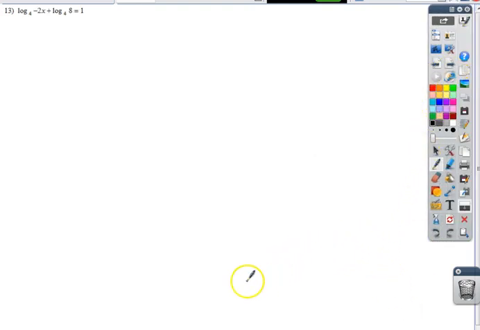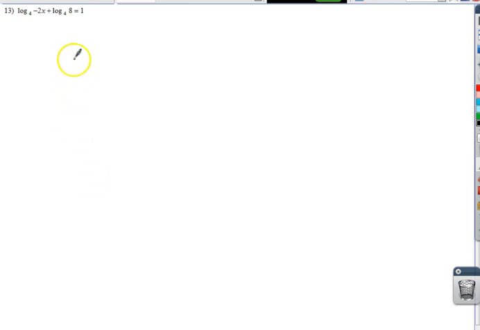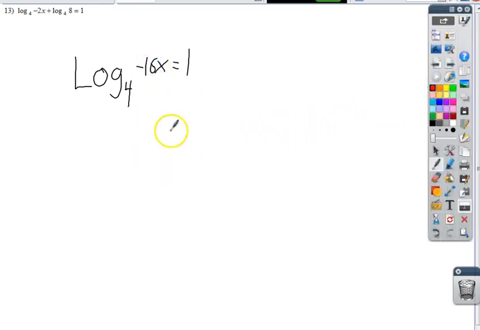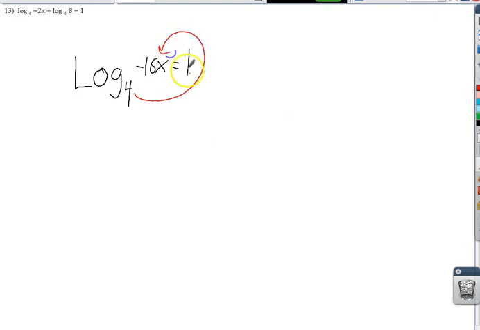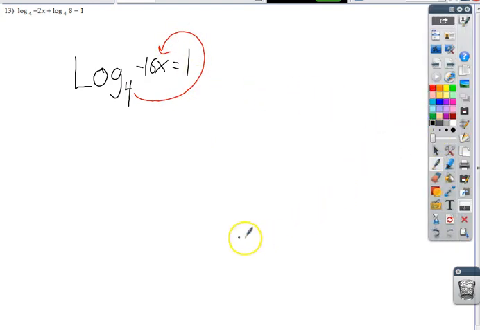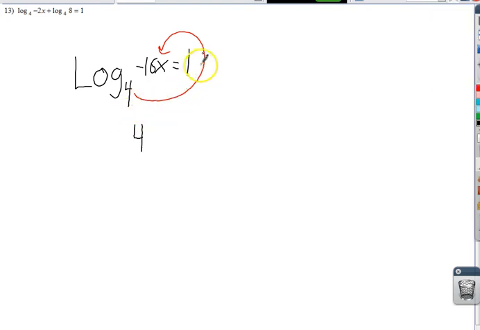All right, this problem again. Let's bring it back together. Bringing it back together, the addition comes back together with multiplication. Negative 2x times 8, negative 16x. Again, the x is trapped inside there, so I'm going to go turn it into exponential form. When I do that, I get 4 to the first equals negative 16x. Now, I get 4 over negative 16 equals x.